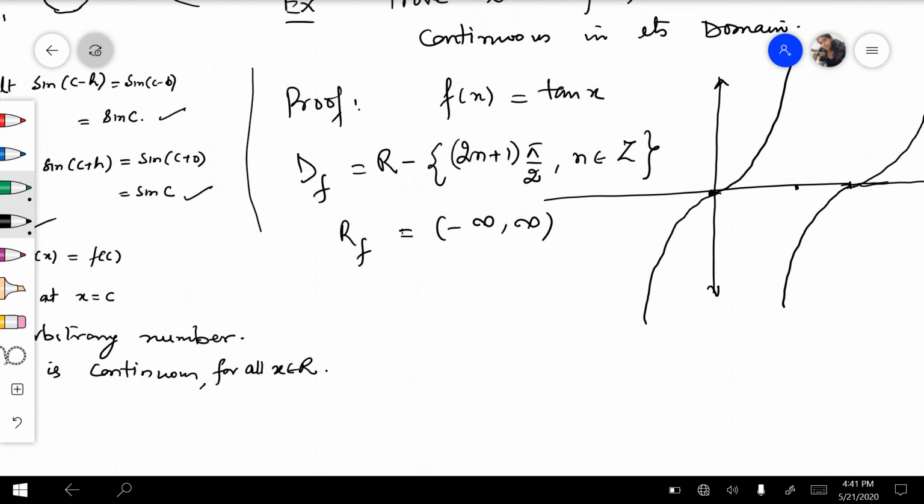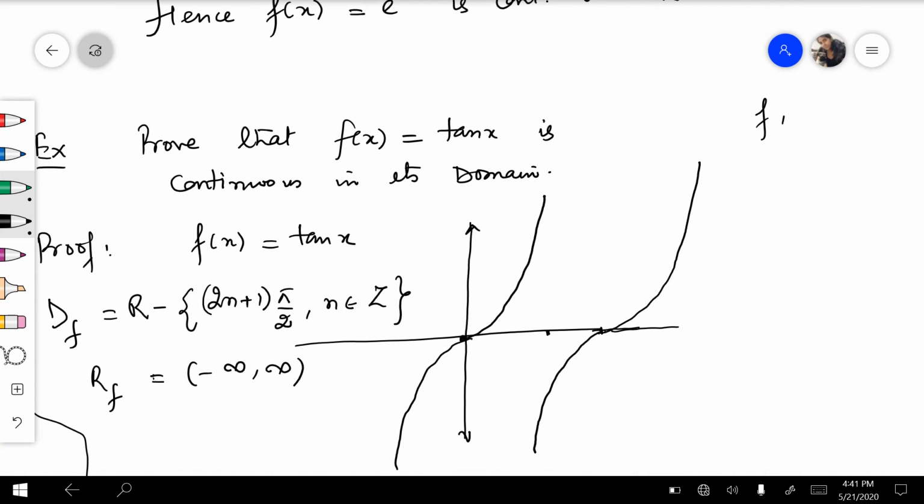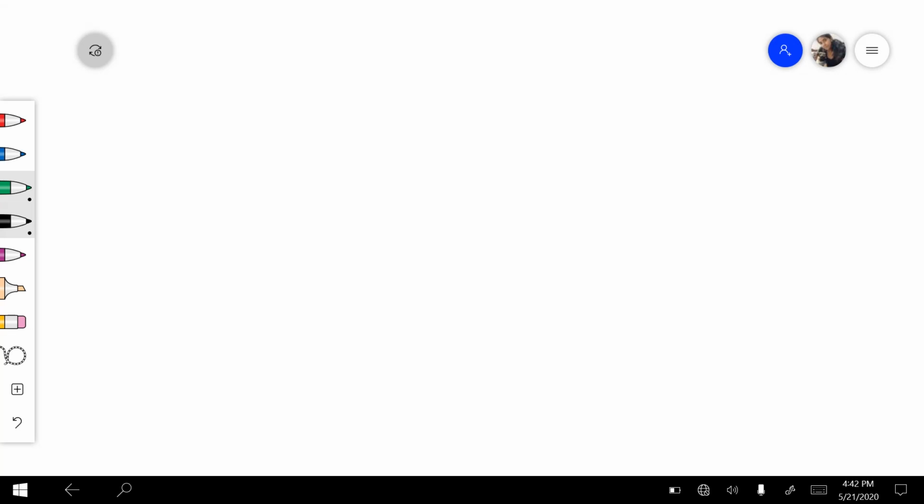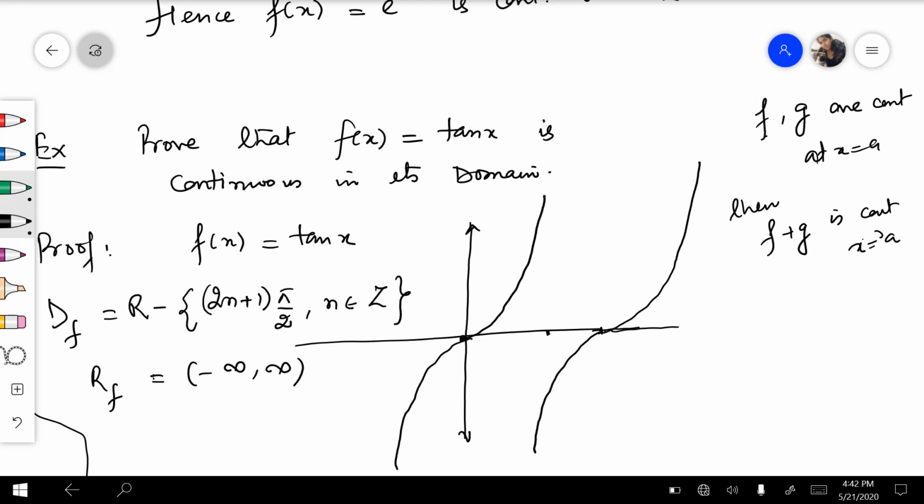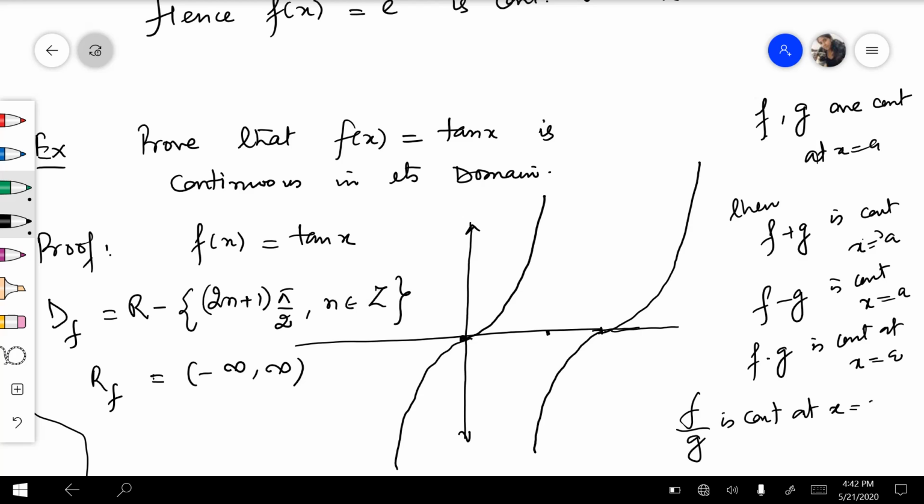Now, in video 1, when we were discussing type 1, I told you about the algebra of continuous functions, and there I told you that whenever we have two continuous functions, suppose f and g are continuous at x equals a, then f plus g is continuous at x equals a, f minus g is continuous at x equals a, f into g is continuous at x equals a, and f upon g is continuous at a if g of a is not equal to 0. So we are going to use this concept to prove this function.